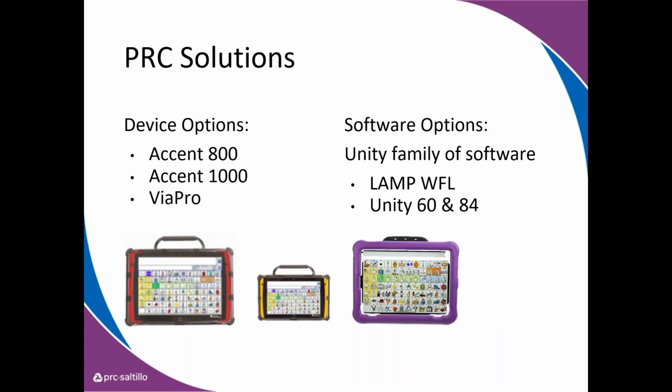So after looking at all of these areas, we've really narrowed down the PRC solutions here. And you can see for our device options that we're considering, we have the Accent 800 and 1000, as well as the VIA Pro. And then our language solutions over on the right, which would be the Unity family of software, and that could be LAMP Words for Life or Unity 60 and 84. So you can kind of see that lineup of different options there.